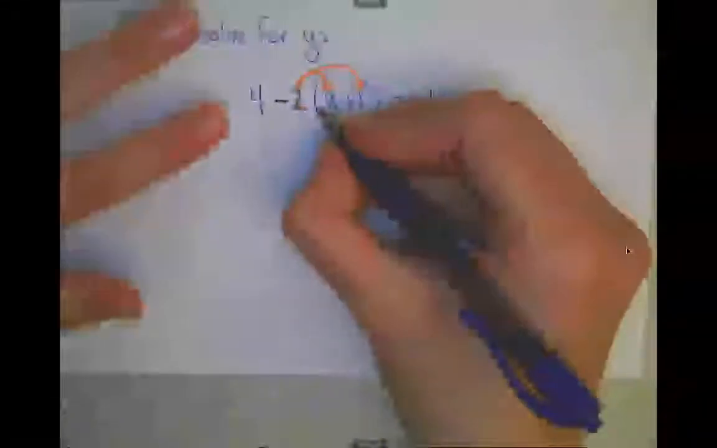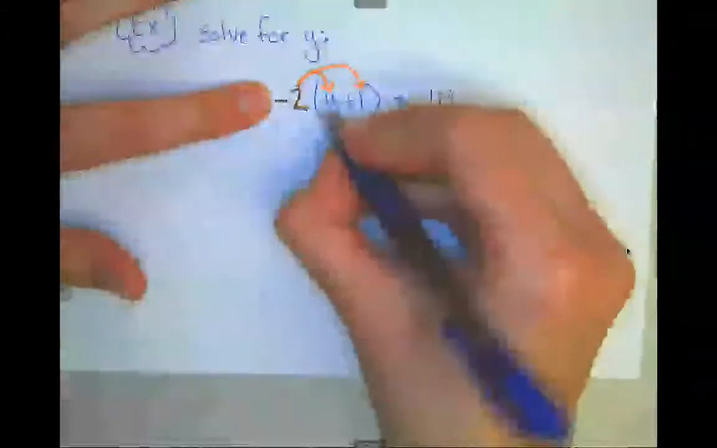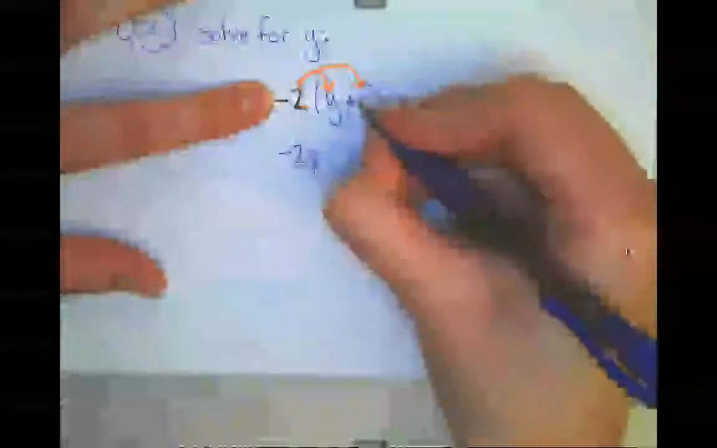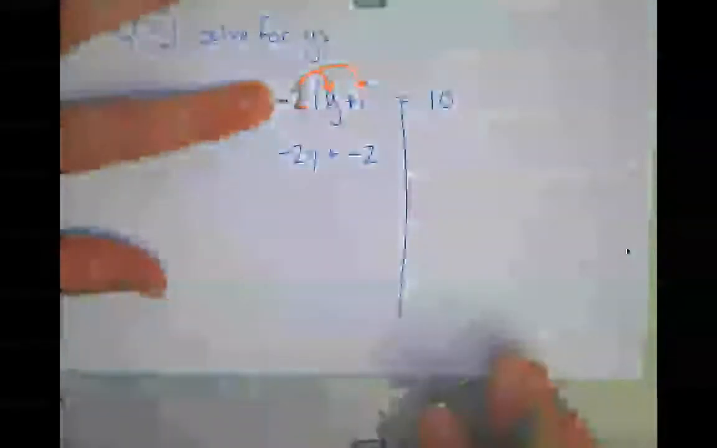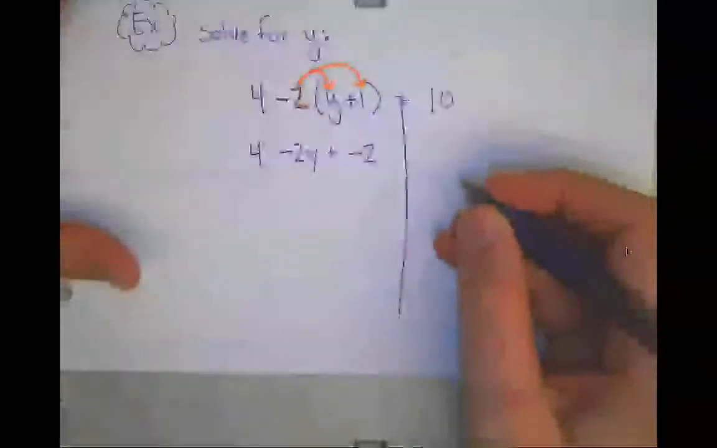I'm going to be doing negative 2 times y. I'm pretty much ignoring the 4. That 4, I know it's there. I'm going to cover it up. Negative 2 times y is negative 2y. Negative 2 times 1 is negative 2. And it's a plus problem, so I'll put a plus sign right there. Now, yeah, there is a 4 that's still there. And I'll copy it and put it in front, but I pretty much ignored it.